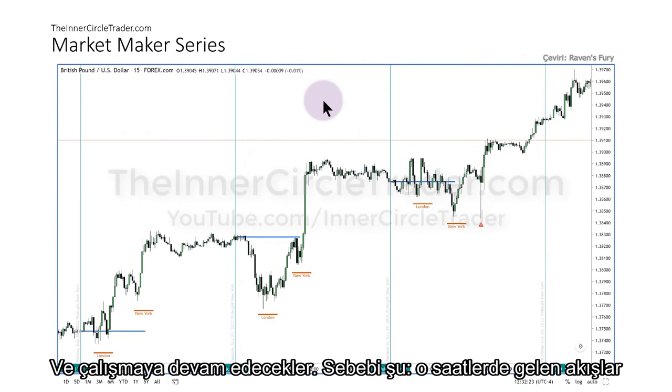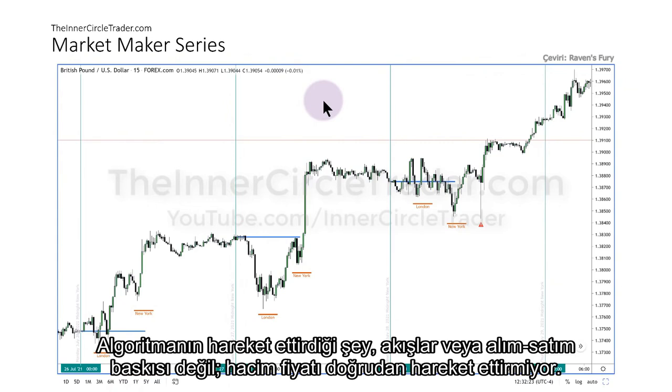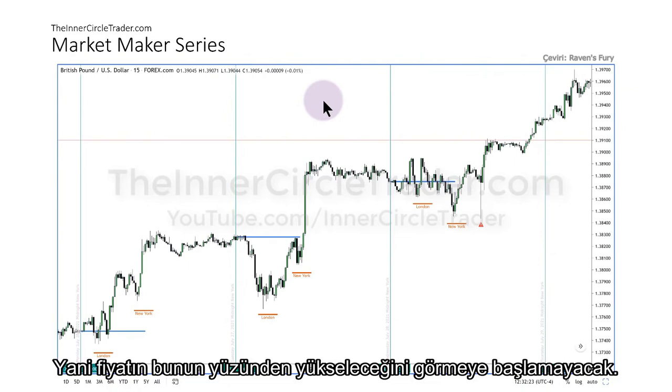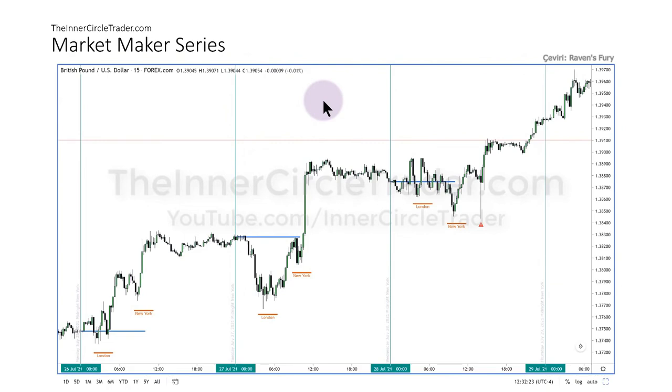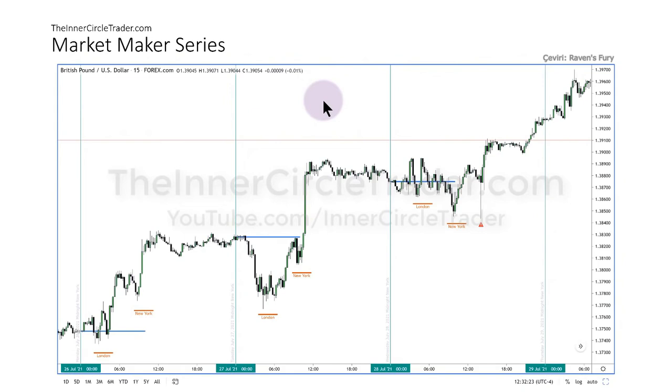The reason why is because the flows that come in at that time of the day create the opportunity for the algorithm to move around. The flows, or buying volume and selling volume, are not moving price. The algorithm is operating on the time window. It knows the trading volume increases then. It's not a derivative of, okay, lots of buyers are coming in, so I'm going to start seeing price go higher because of that. No, that's not what it is. And I don't care who told you otherwise. It's not what's going on.